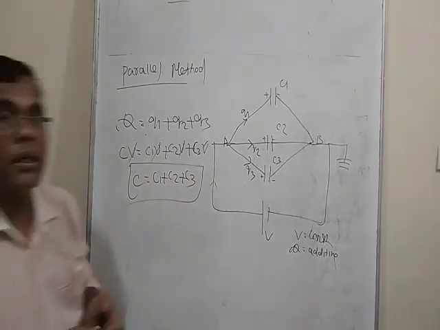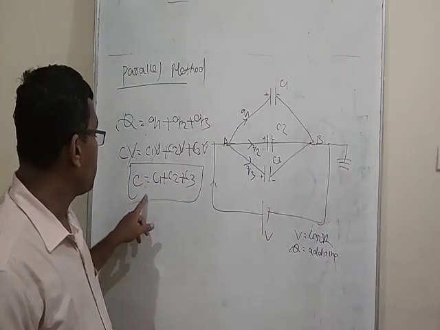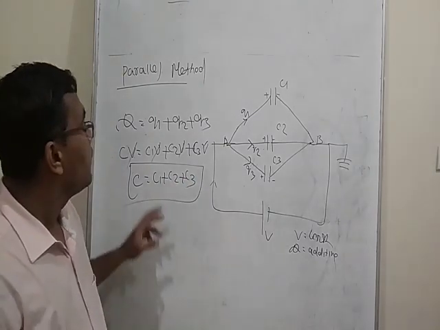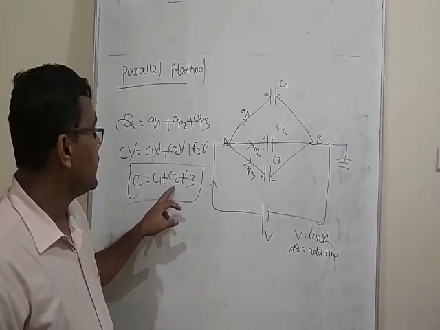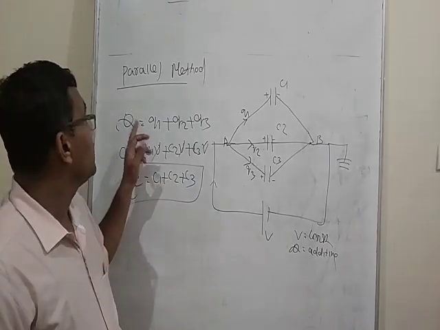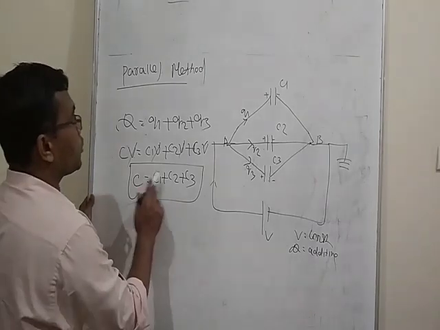Total capacity, when capacitors are connected in parallel, C is equal to the algebraic sum of their individual capacities. It is resistance of series, capacitor of parallel; resistance of parallel, capacitor series, the opposite entirely. So C is equal to C1 plus C2 plus C3.